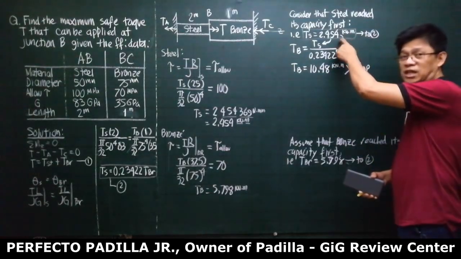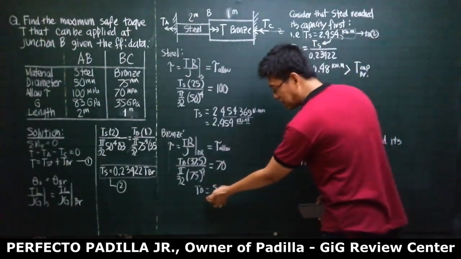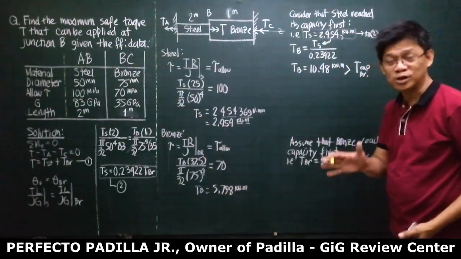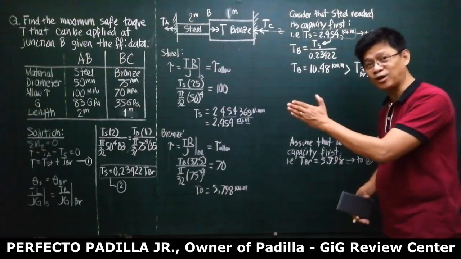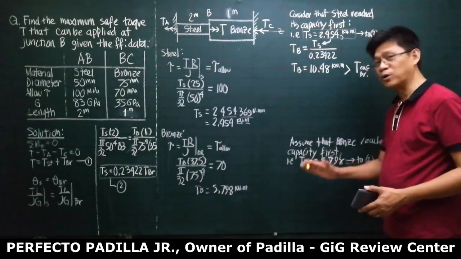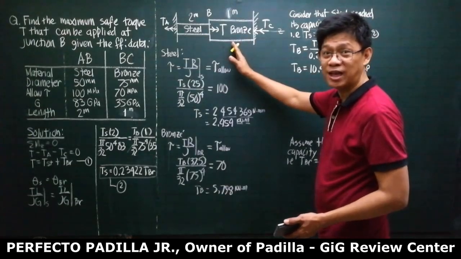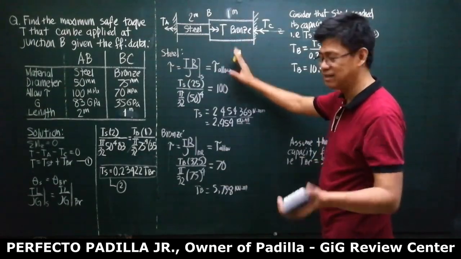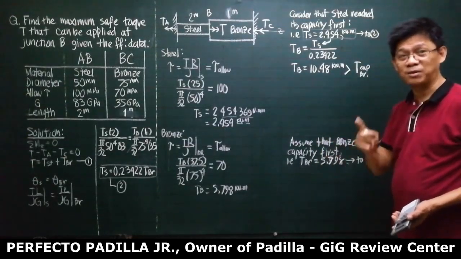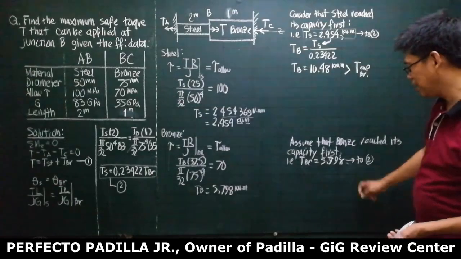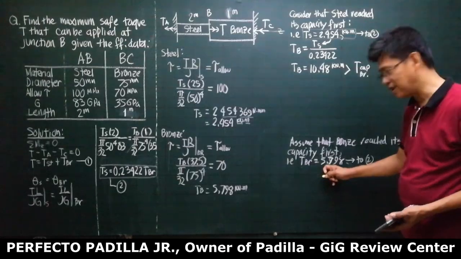Before you reach this T in steel, you will already reach the T in bronze. So the bronze will reach its capacity first. My suggestion, based on logic, is that bronze will yield first when the length of bronze is less than 1.807, the balance length. Then that theory or concept is correct. So therefore, in here, bronze will yield first. So it will control the design.